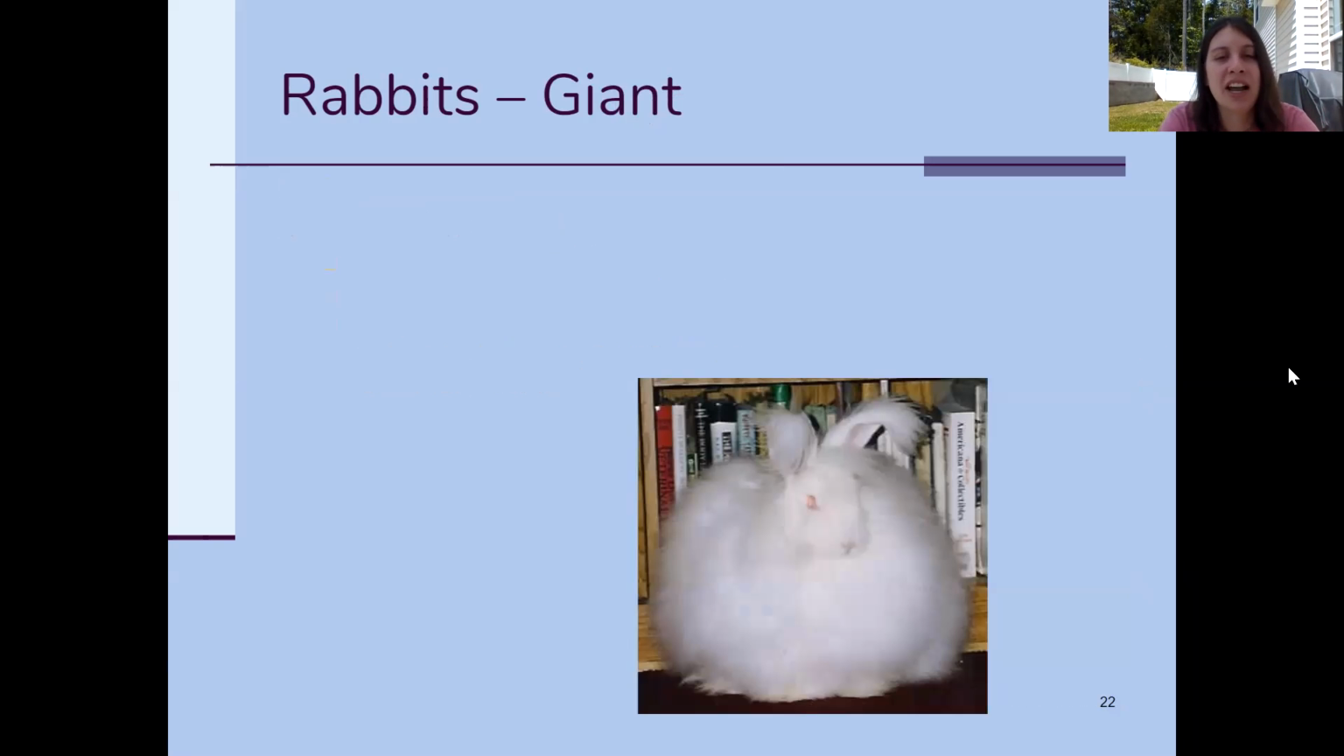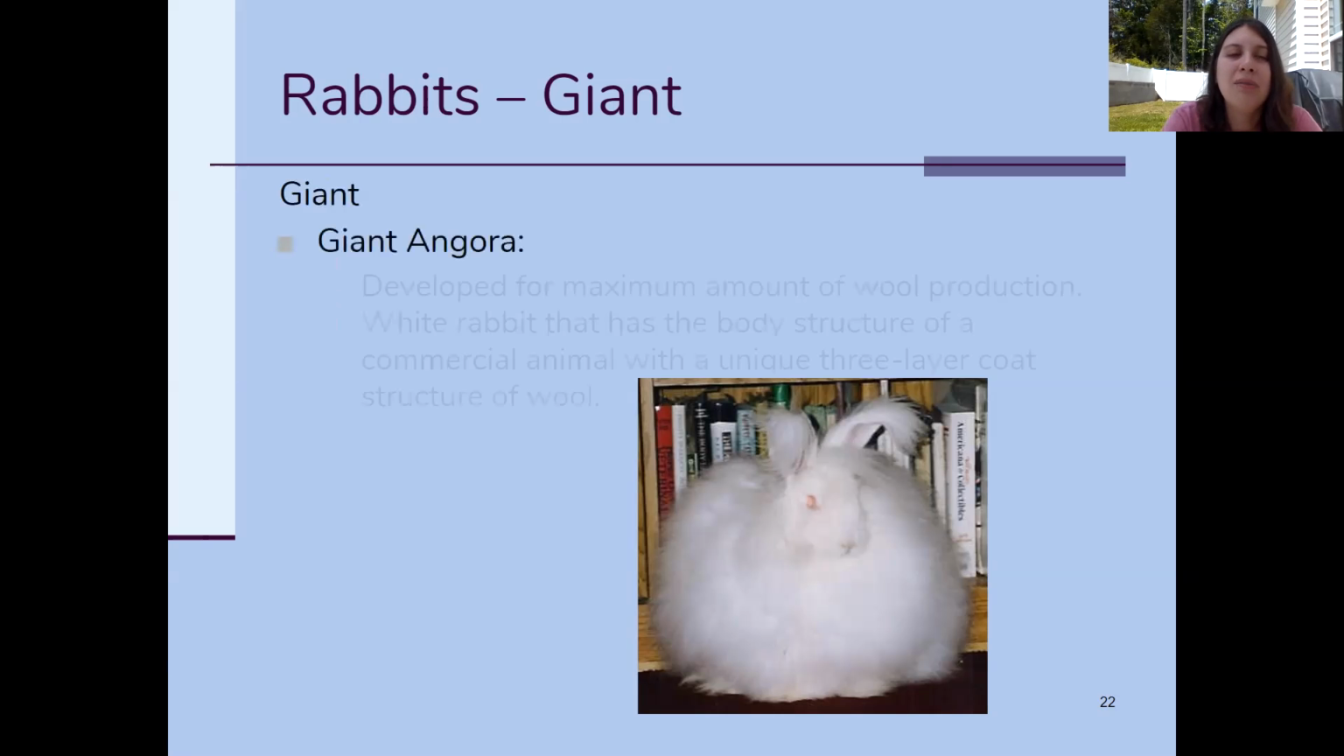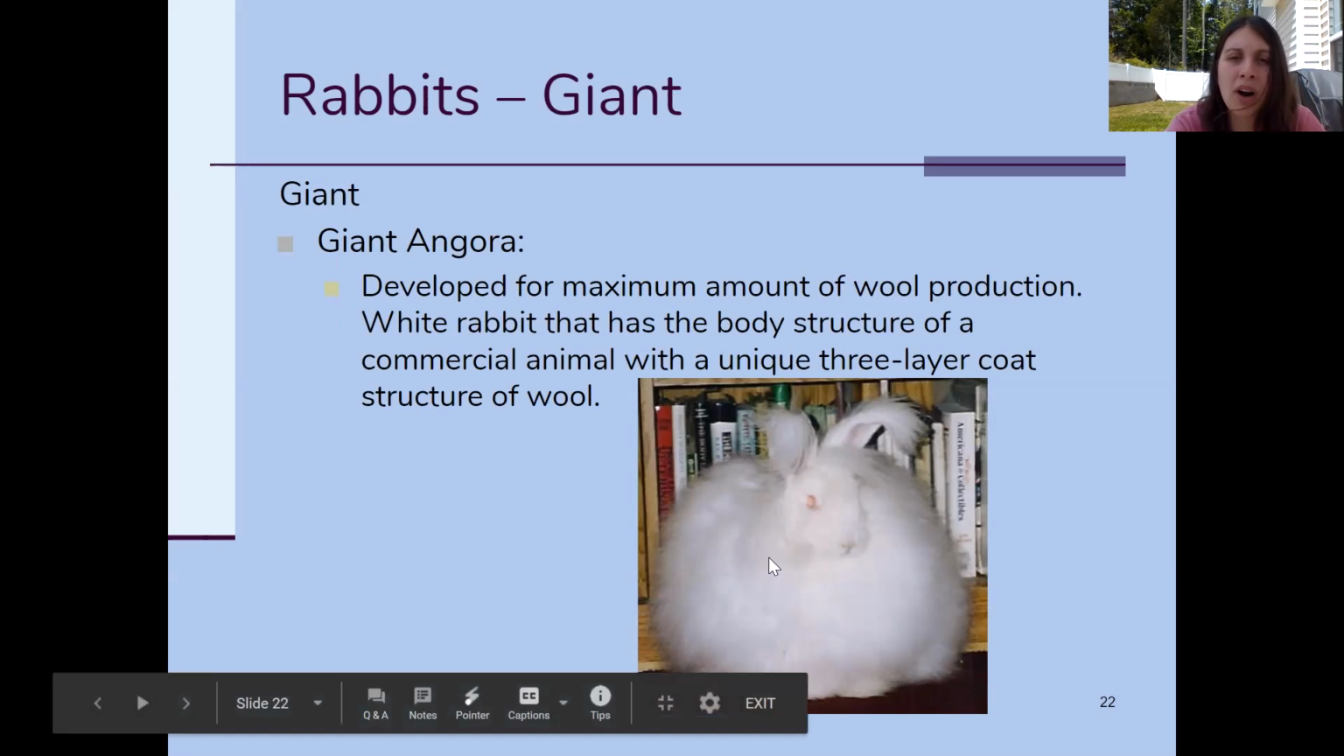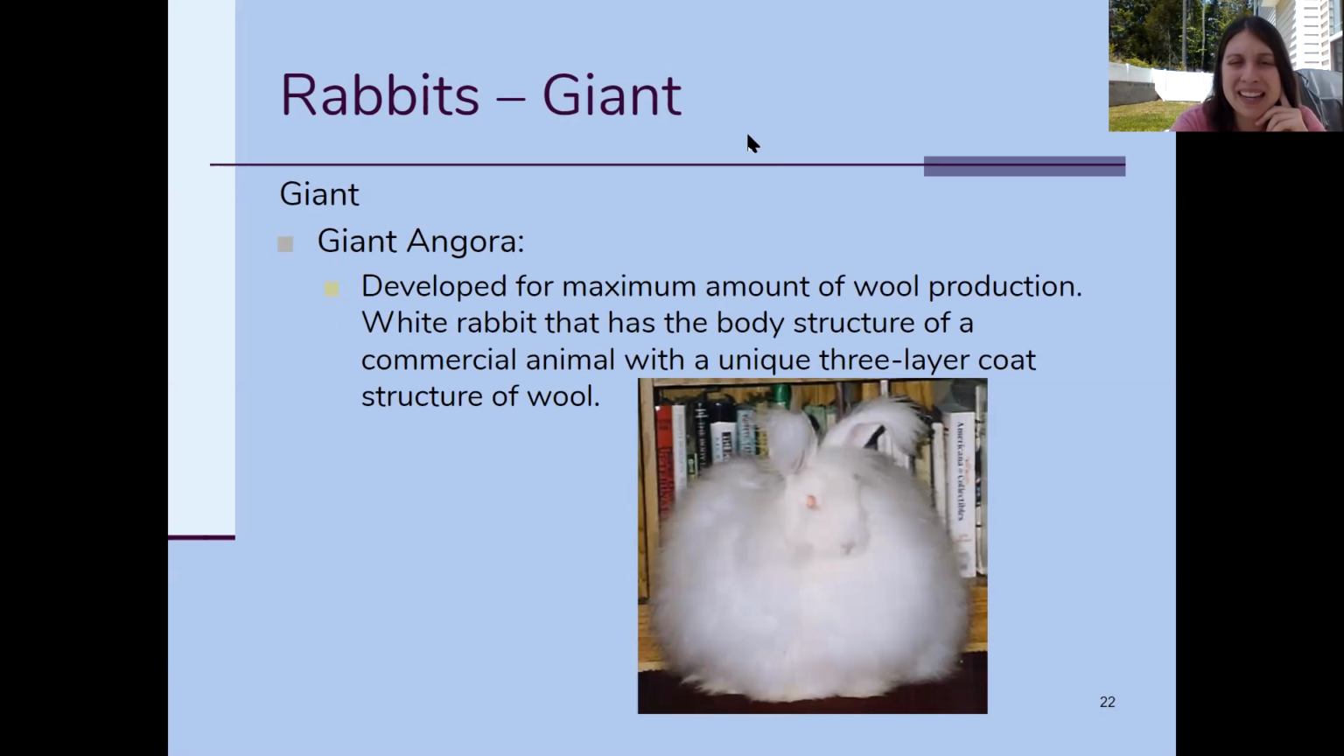All right, getting into the giant ones. These rabbits are outlandish, y'all. First one up is the giant Angora. This is another rabbit that produces wool or Angora hair. It's basically strictly bred for wool production. Because of how big it is, the bigger the body, the larger the surface area for it to grow hair that can be sold. Basically that's the giant Angora. It's just a really big, hairy rabbit used for wool production.